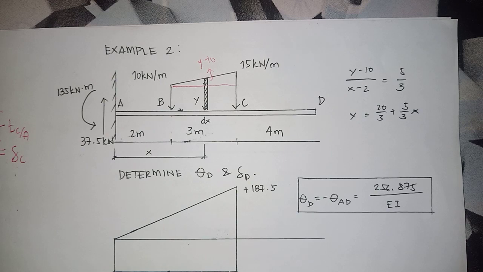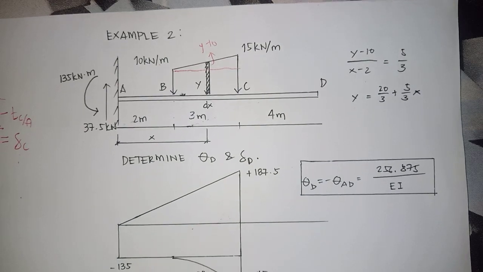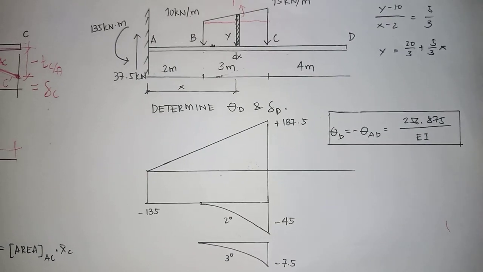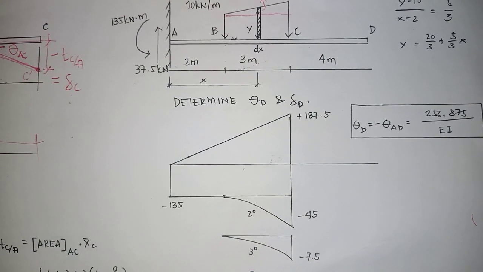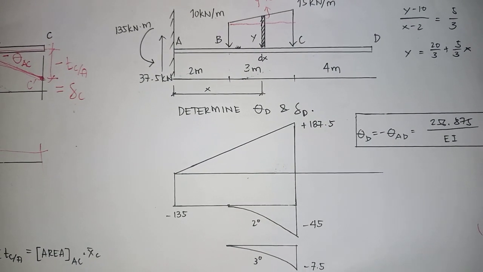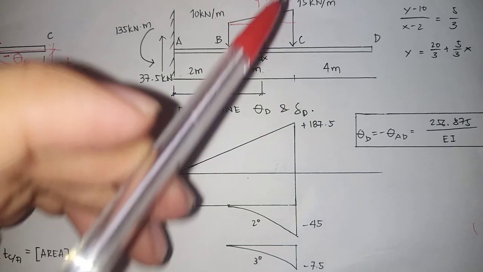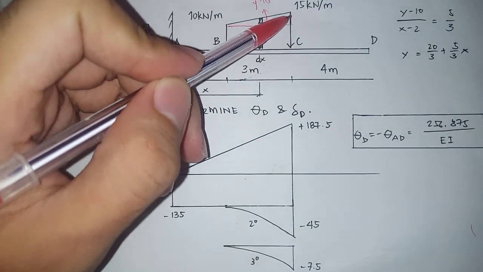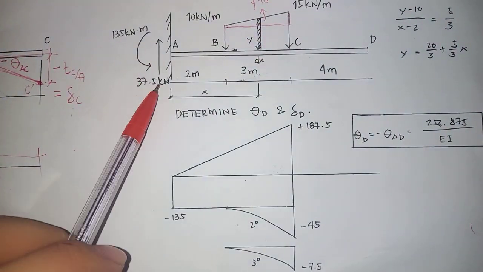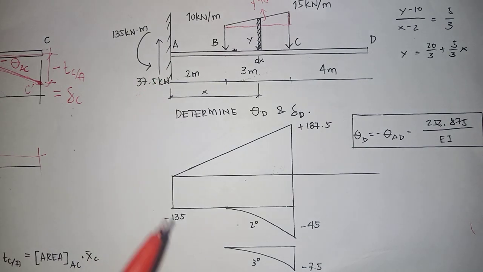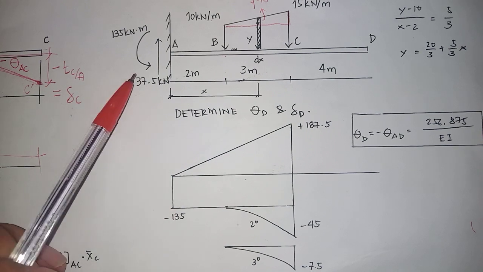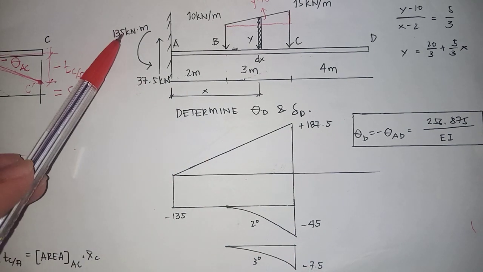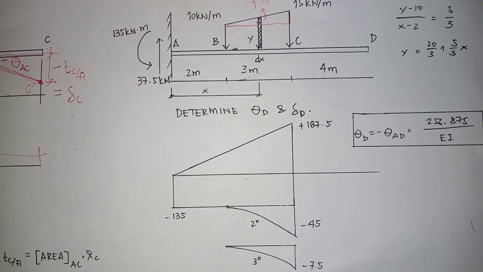So, here below is the conventional moment diagram by parts. Since we are going to take advantage of the base of the triangle up here, usually we fix there, so we need to get the reactions. That's easy. Based on statics, we get the values: 37.5 kilonewtons and 135 kilonewtons.